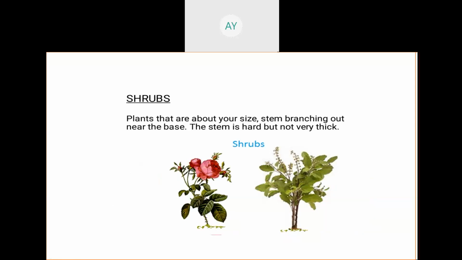So these are the rose plants, you will find on the base it is very hard. And in case of tulsi also, in case of china rose, a bigger plant of china rose, also a woody stem is there. So these are the examples of shrubs.